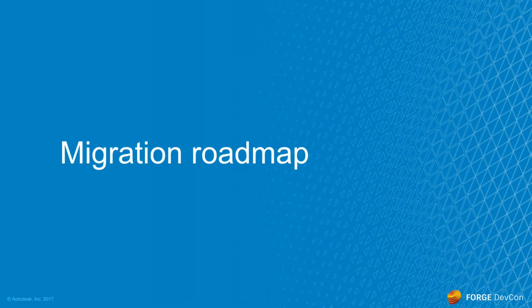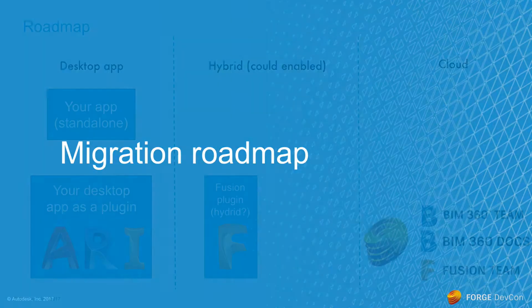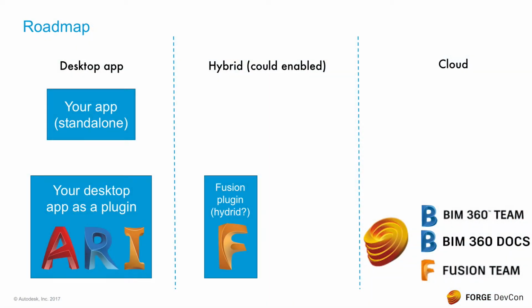So let's get started with the migration roadmap. If you're planning to develop or to migrate your application that is now on .NET, most likely your application is still on the desktop. So it's your application here, your application is standalone. We also have the same idea with our AutoCAD, Revit, and Inventor applications. Those are our desktop applications.